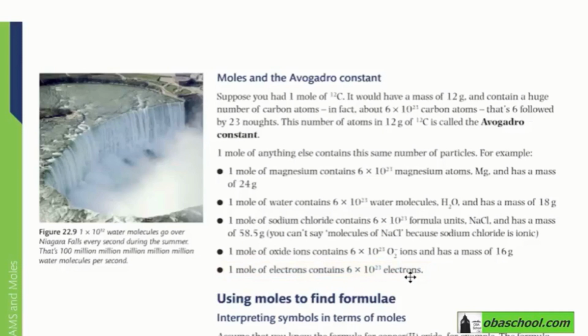So when we take 1 mole of any element we have, this mole contains 6 times 10 to the power 23, which is the Avogadro's constant. It doesn't change even with different elements or different compounds.